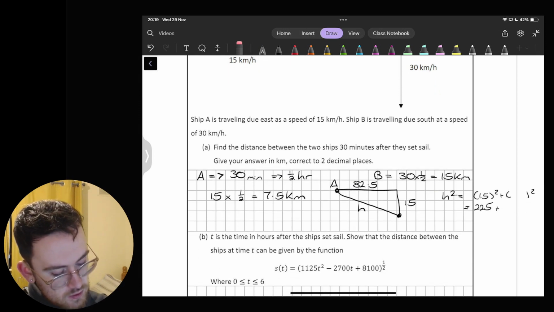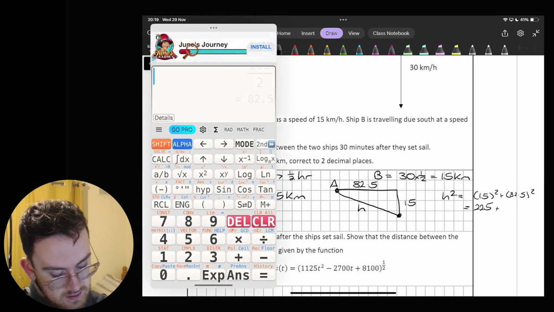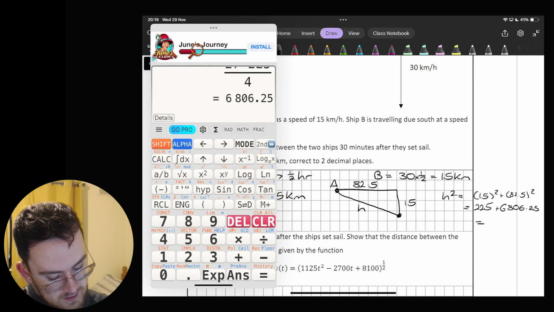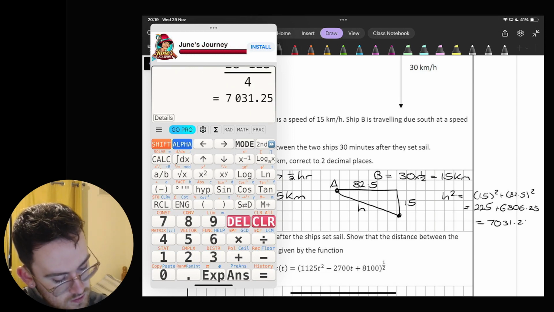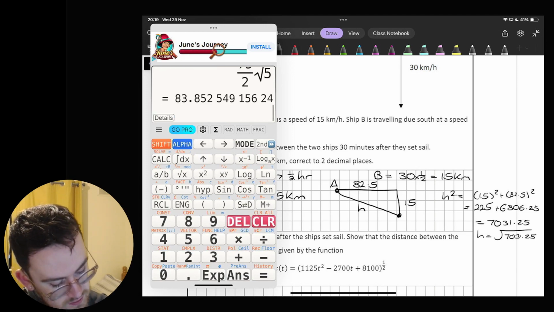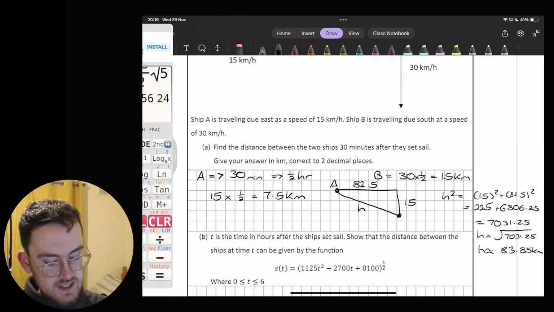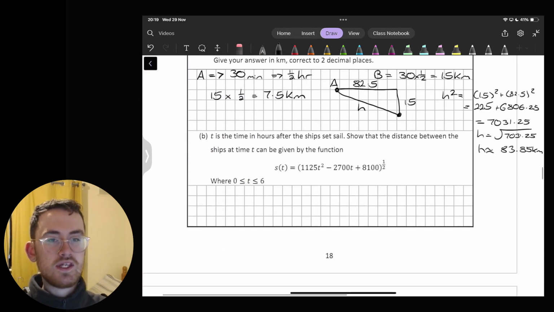That fits in a bit more with what we might expect for a question of this length. So that will give me 6,806.25. Adding that together with my last answer gives me 7031.25, which means h is the square root of that. Taking the square root gives me, to two decimal places, h as 83.85 kilometers. So a distance of 83.85 kilometers between them.